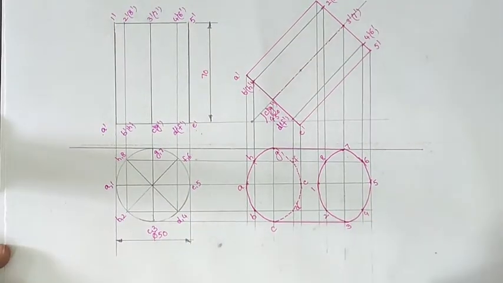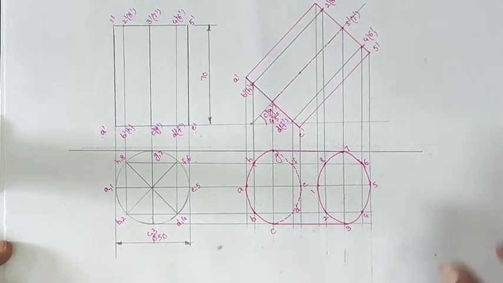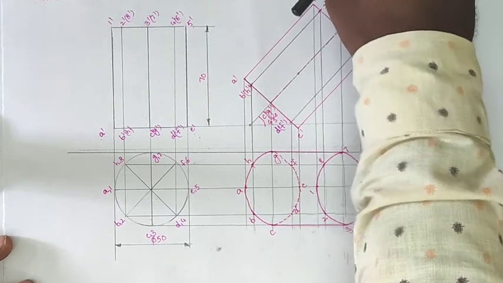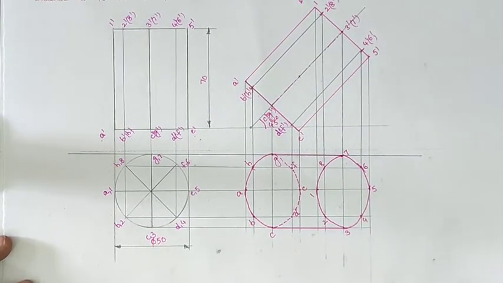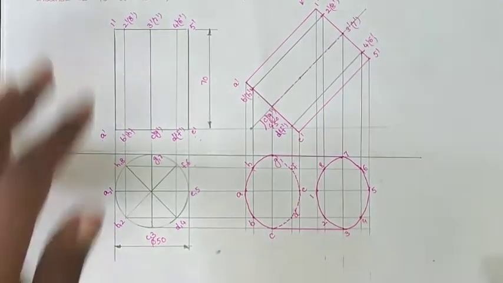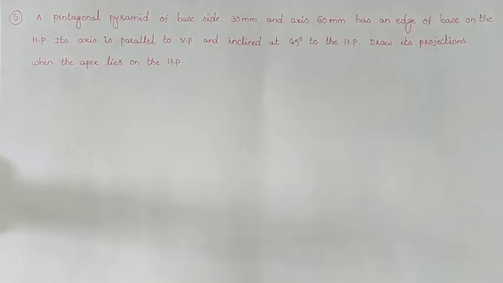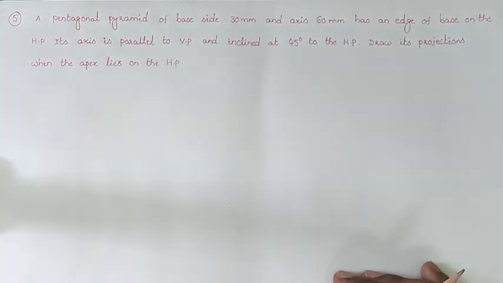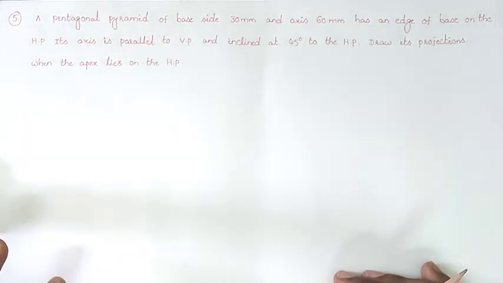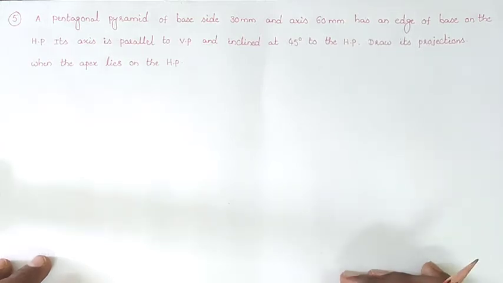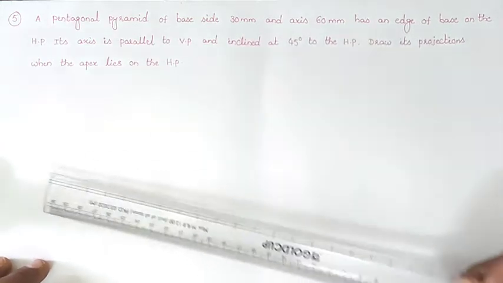Like that we will draw the projections in case of a cylinder when the generator is in the VP condition and the axis is inclined at 45 degrees to the HP. We will draw the projections like that. Now another important problem: a pentagonal pyramid of base side 30 mm and axis 60 mm has an edge of the base on the HP. Its axis is parallel to VP and inclined 45 degrees to the HP. Draw its projections when the apex lies on the HP.